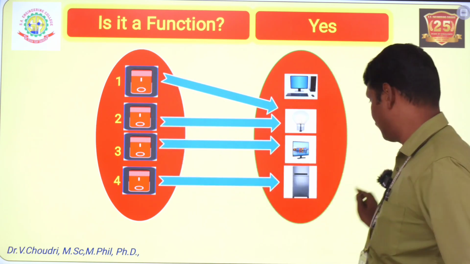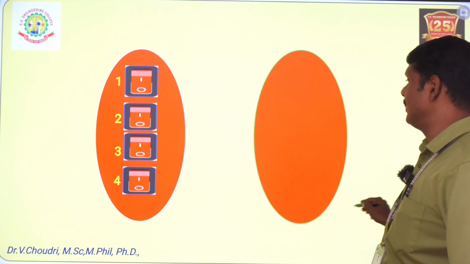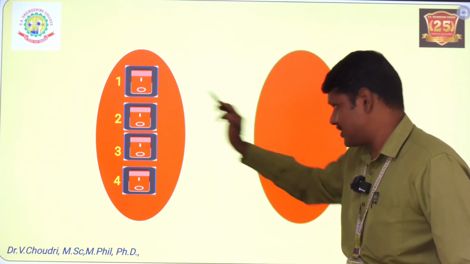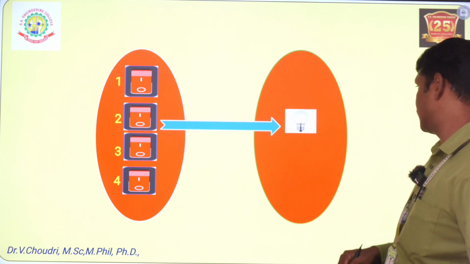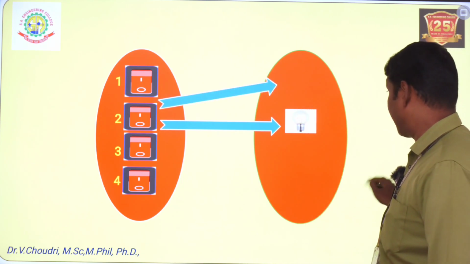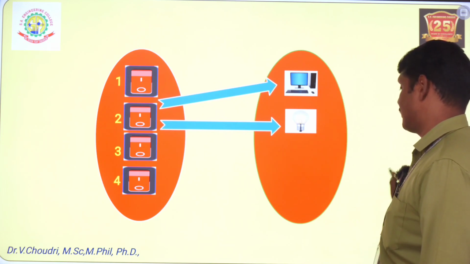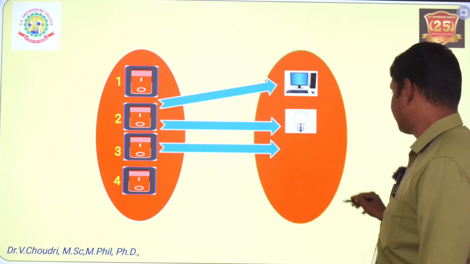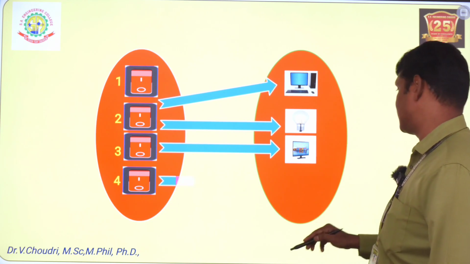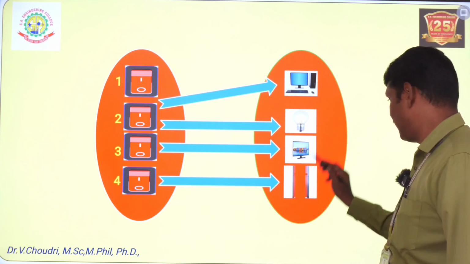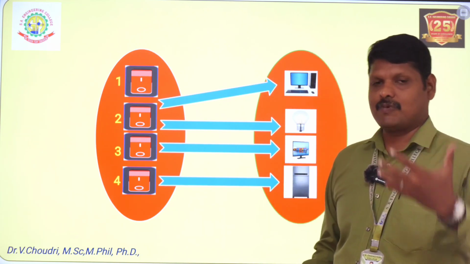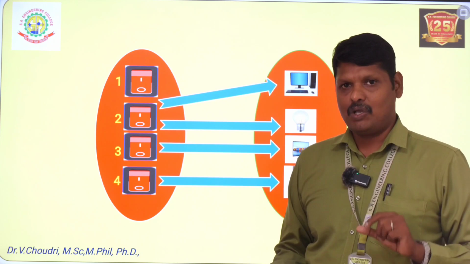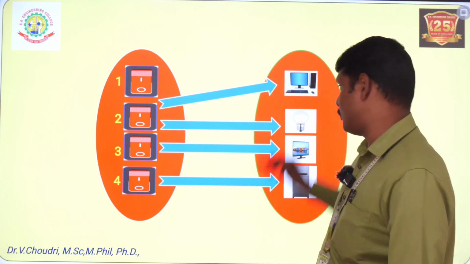Let us see the next example. I took all four switches and the electronic items. Two connect with a bulb, the same two connect with a system, three connects with a TV, and the fourth connects with the refrigerator. Now my question is, in the switch box, four switches are there. One switch connects with two outputs.